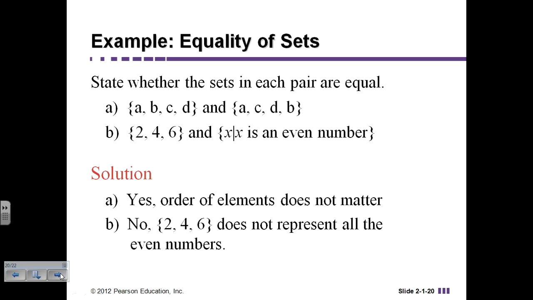If I looked at example B, the numbers 2, 4, and 6 are in the first set, and the second set is the values of x such that x is an even number. Although 2, 4, and 6 are even numbers, the second example includes all even numbers. So that would include 2, 4, 6, 8, 10, 12, 14, 16, 18, 20. Since it includes more numbers than the first set, they are not considered to be equal.